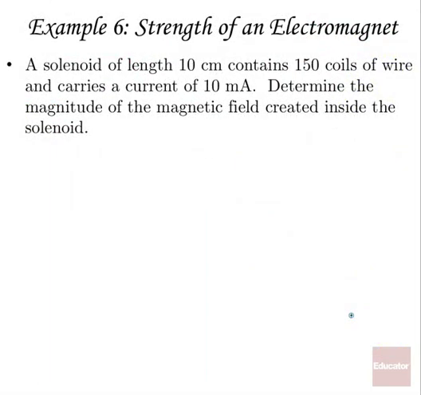All right, let's take a look at a problem with the strength of an electromagnet. We've got a solenoid of length 10 centimeters containing 150 coils of wire and carrying a current of 10 milliamps. Determine the magnitude of the magnetic field created inside the solenoid.